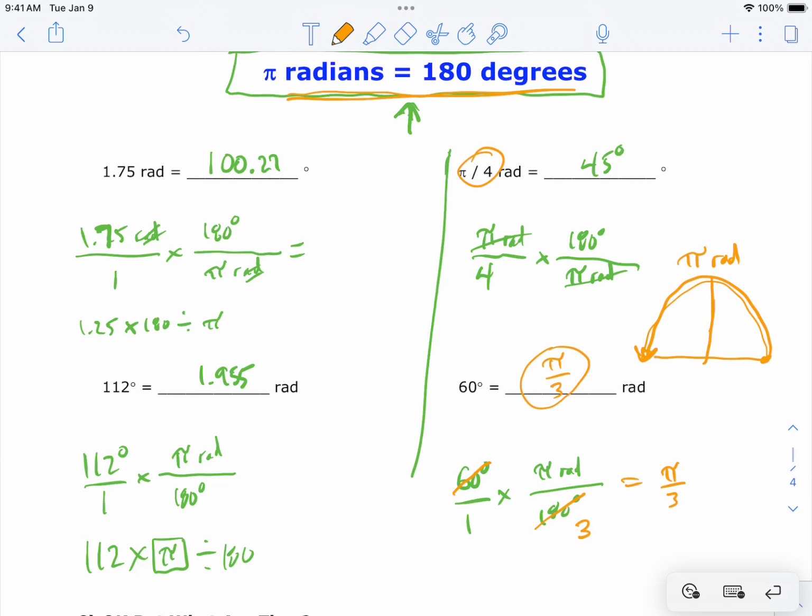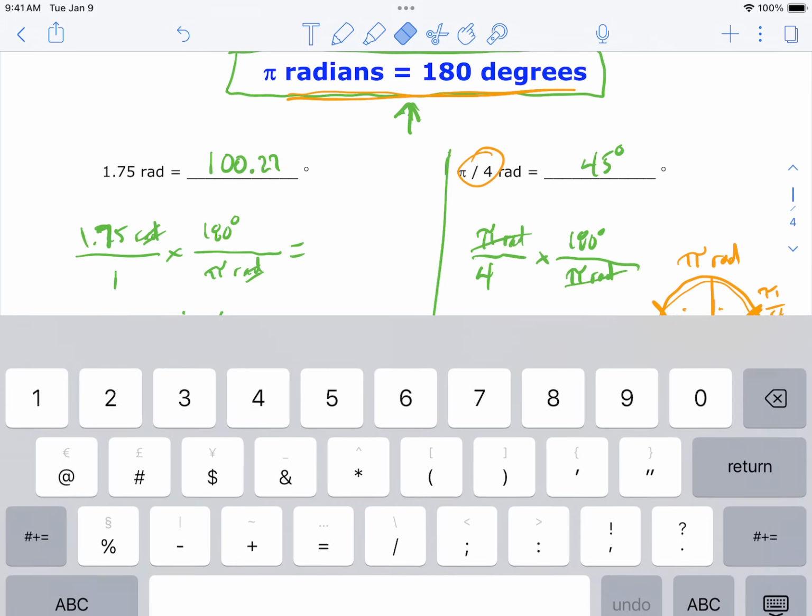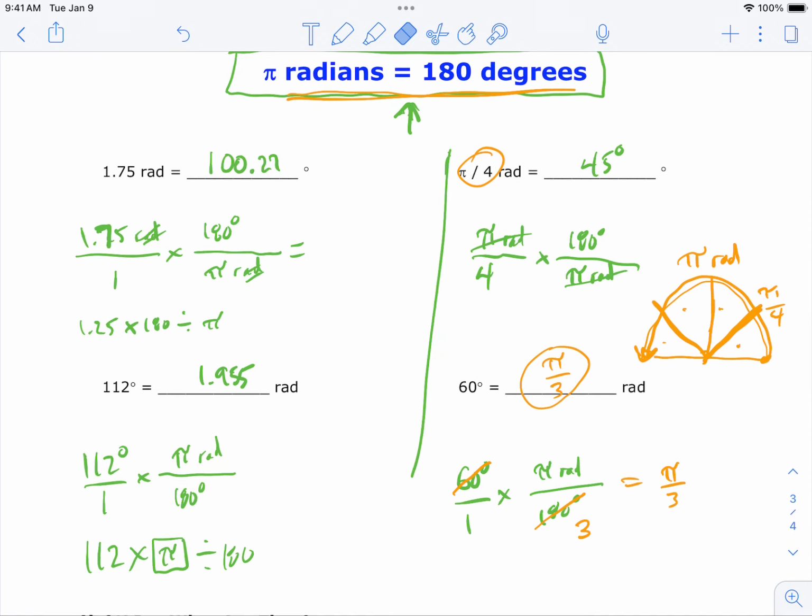So anyway, 45 degrees, you know where that is. Notice that a 45 degree angle would cut this into 4 equal pieces, hence pi over 4 would be the angle. Or 60 degrees, if I were to do this again, pi over 3 would mean cut it into 3 equal pieces, and I think you can see that that would have to be 60 degrees.